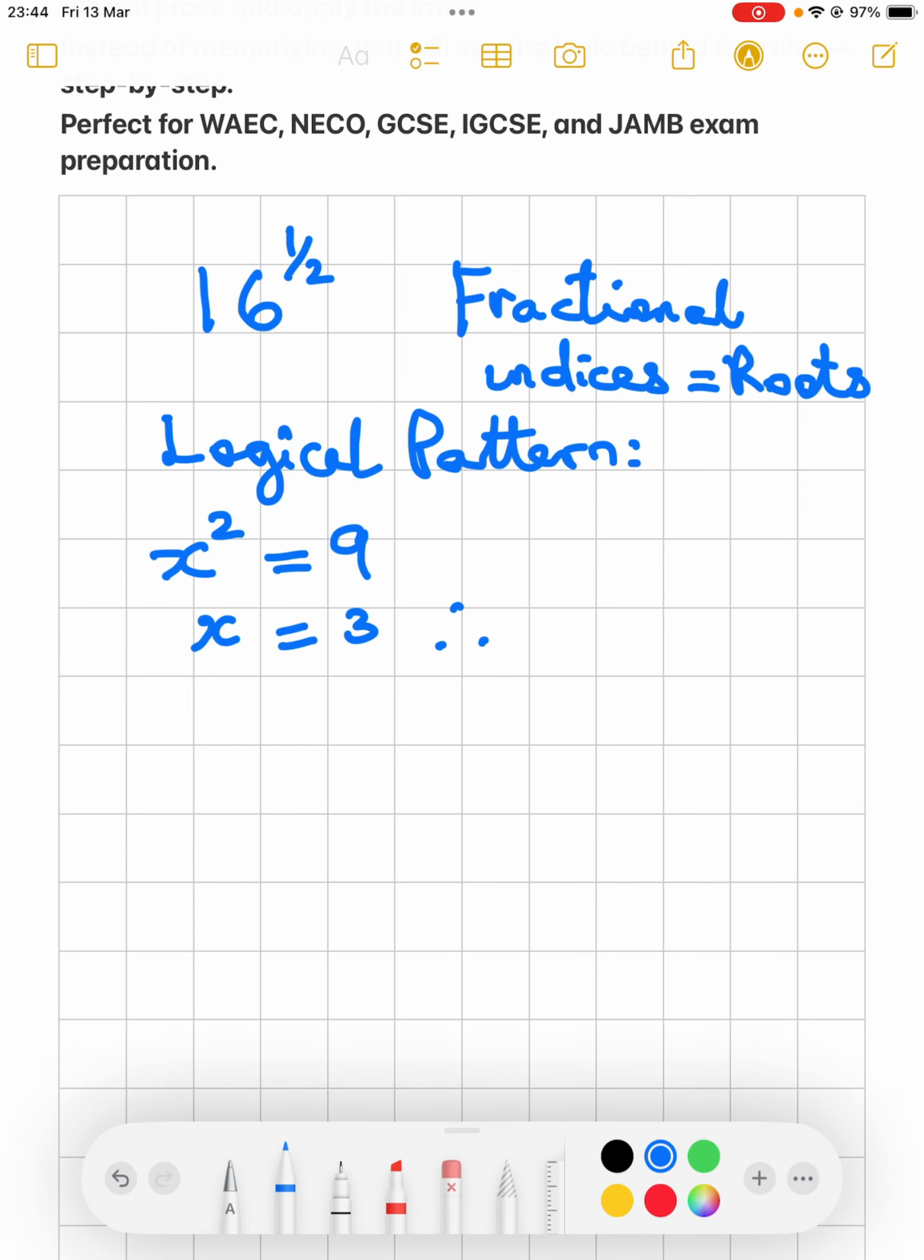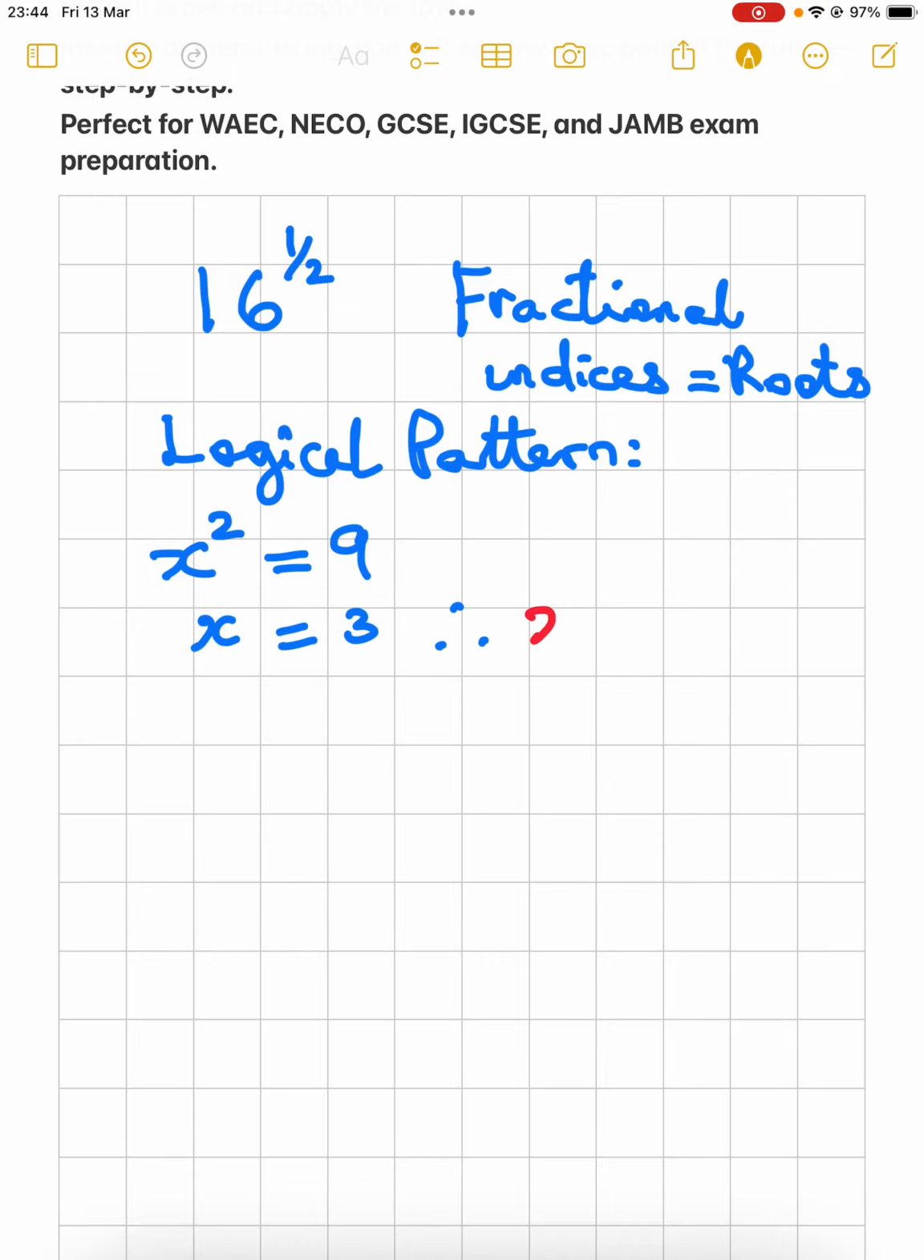Therefore, this means that x is equal to 9 raised to power half. That means the power half means square root. That is to say that a raised to power half is equal to square root of a.